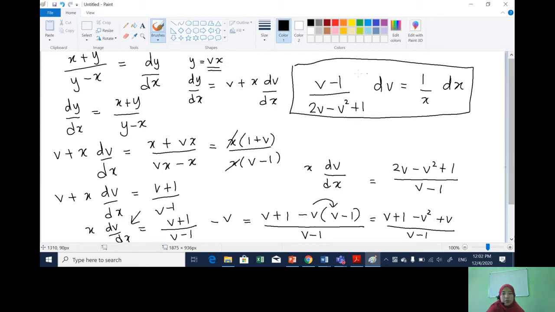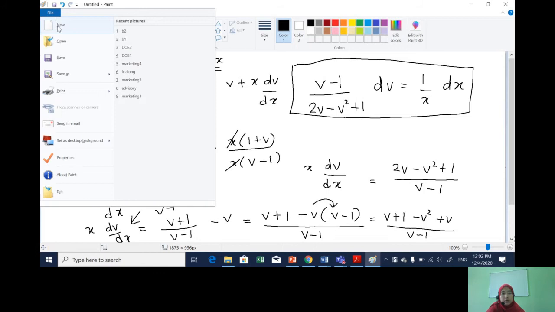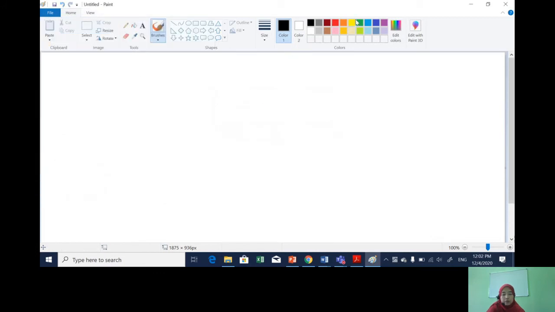Okay, so the one in the box here is the form that we are going to proceed with. V minus 1 over 2v minus v squared plus 1 dv equal to 1 over x dx. So the left hand side we integrate, the right hand side we integrate also.